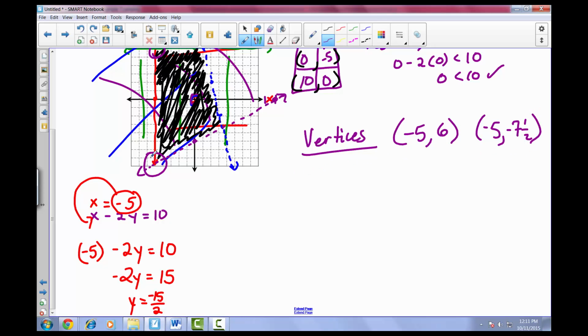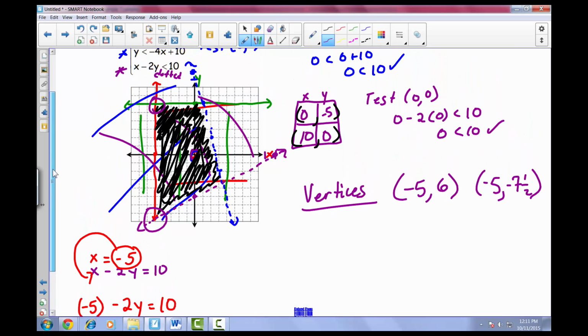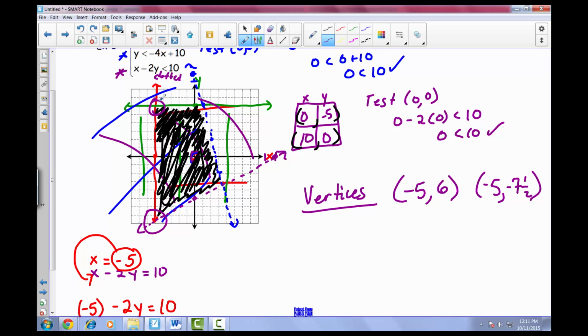So notice, we actually had to algebraically prove what that was, because it almost looked like (-5, -8). But that's why algebraic proof is the ironclad, this is what it's going to be. Whereas just looking at it is a good estimate if you can clearly identify that point, but it's not always going to be ironclad.